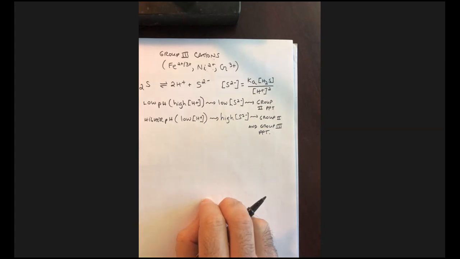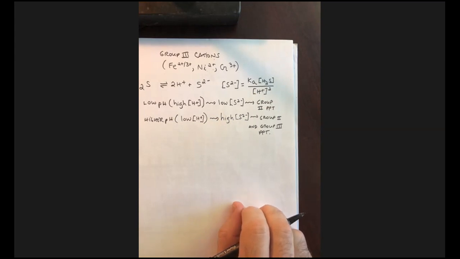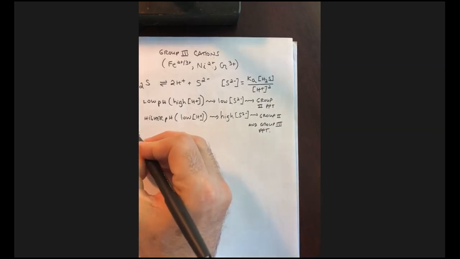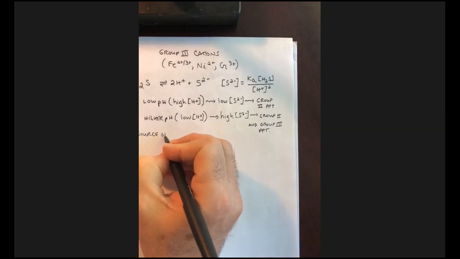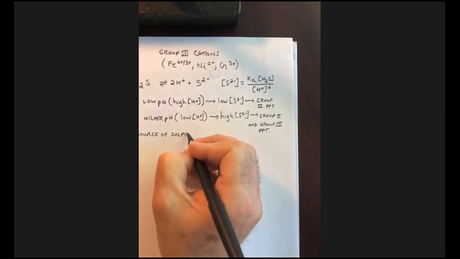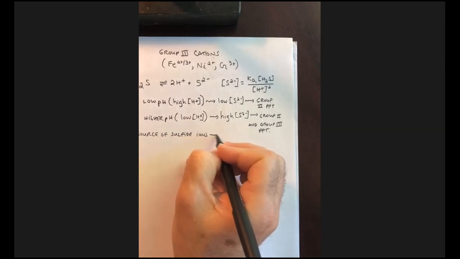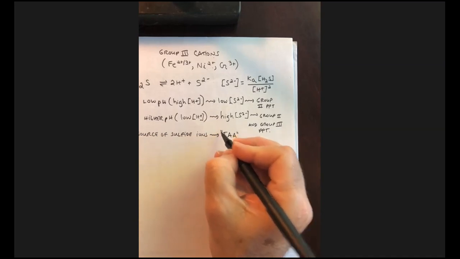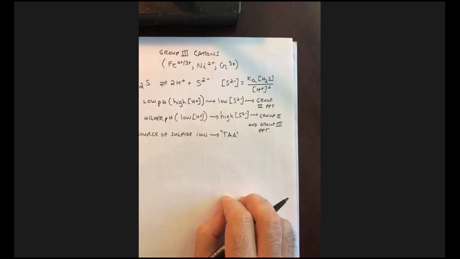So, of course, in today's activity, you're not going to have any group 2 ions, so we don't have to worry about that. Normally, you would first do a precipitation at low pH to get the group 2 ions out, and then you would raise the pH to get the group 3 ions out. But in today's case, we're not going to do that. So what we're going to do in this experiment is, of course, remember that our source of sulfide ions is that compound thioacetamide, which we abbreviate as TAA, because that way we generate them in solution, all right?